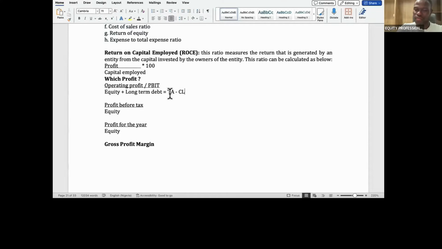Don't even bother yourself. And in most questions, you find the examiner telling you what the capital employed should be. But ultimately, that should not even be an issue for you at all. Don't consider all of those. If you use this minus current liabilities, you're perfectly okay, right? Because for this analysis, you need an approximate or an estimated ratio, not a precise figure like that.